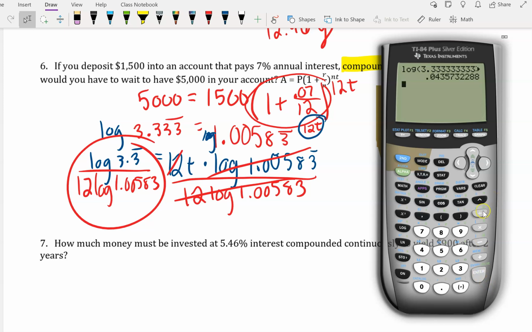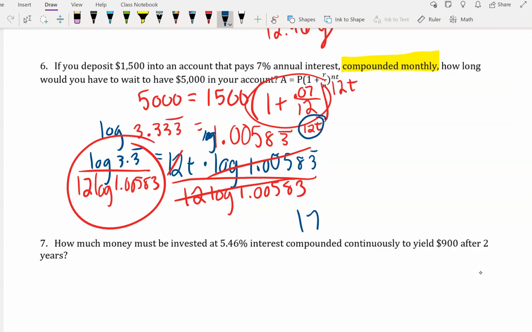I'm just going to put enter, but you don't have to. Divide by log of 1.005833333. Remember, the more decimals I put on there, the more precise my answer is. And I got 17.25 years.